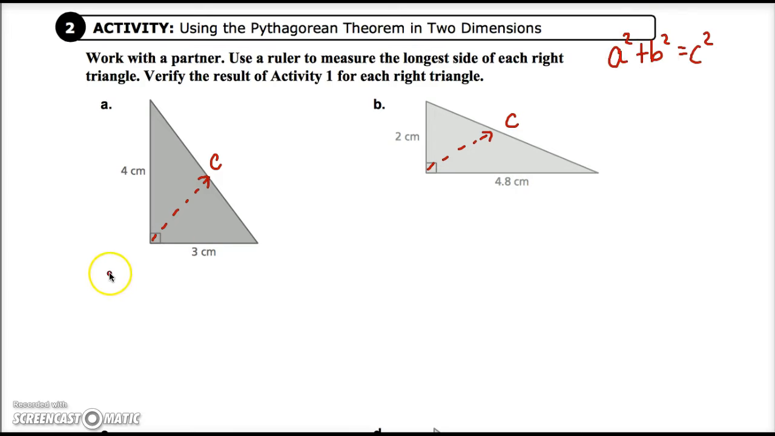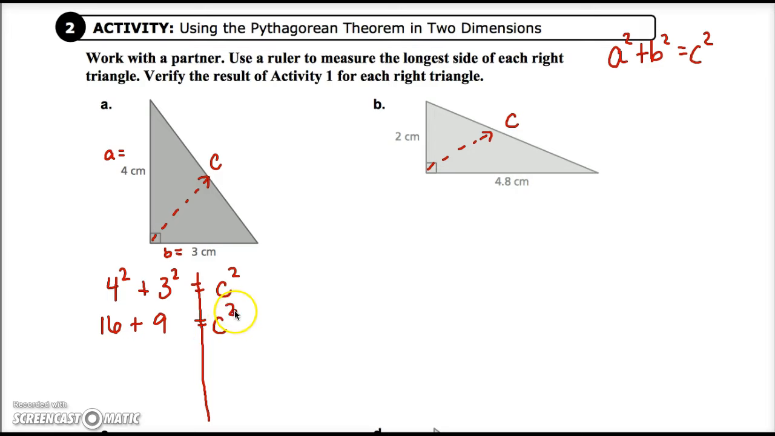So A squared. So let's say I make this side A and this side B. So I would have 4 squared plus 3 squared equals C squared. And that's what we're trying to figure out, is what C would be. And then we just start to solve this. 4 squared, well, 4 times 4 is 16. 3 squared is 9. 16 plus 9 is 25.